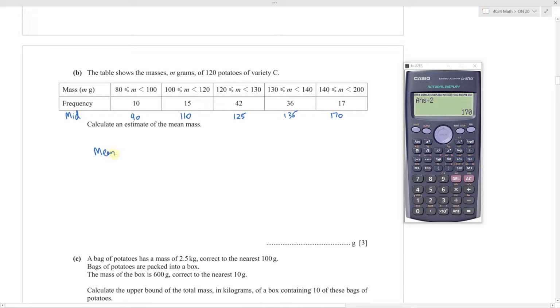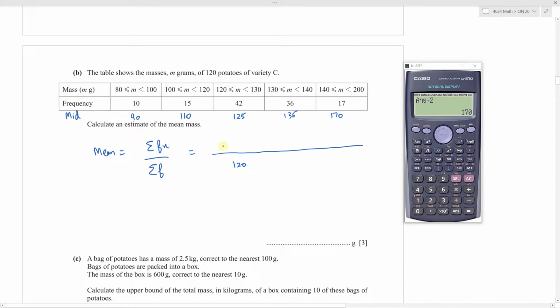Now the mean value: you can use the formula sigma fx over sigma f. We already know sigma f, which is the sum of all frequencies, will be 120 because the total number of potatoes is 120. So your denominator is 120. And then in the numerator, you will multiply the mid value with its frequency and then add them all together.